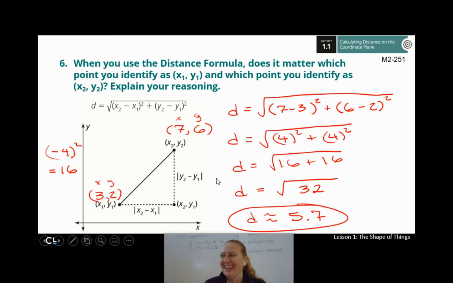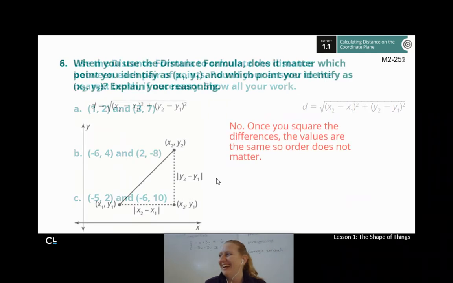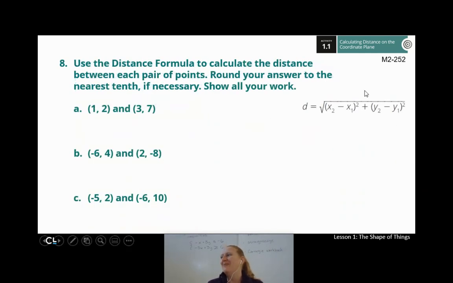I have a whole bunch of these for you to practice. I have my little formula off to the side, just going to help us out. Go ahead and hit pause. Use the distance formula to calculate the distance between each pair of points and round your answer to the nearest tenth if necessary. Please show your work. Go ahead, hit pause, work these out, and then hit play when you're ready to check your work.